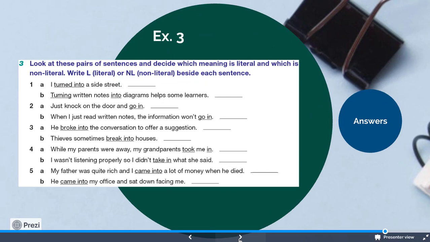Let's move to exercise number 3. Look at these pairs of sentences and decide which meaning is literal and which is non-literal. Write L for the literal one or NL for the non-literal beside each sentence. I'm going to help you with the first one. I turned into a side street.